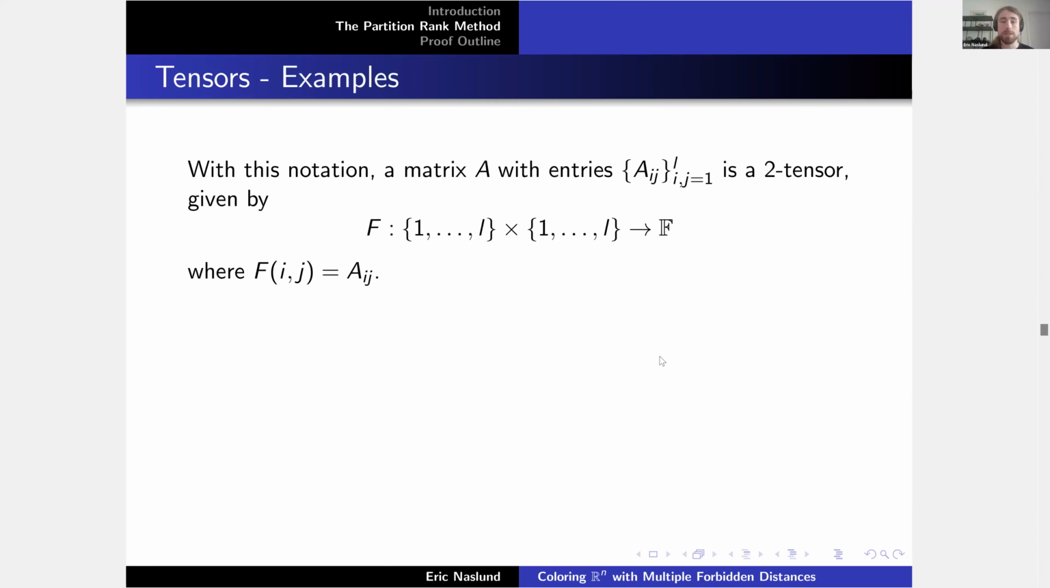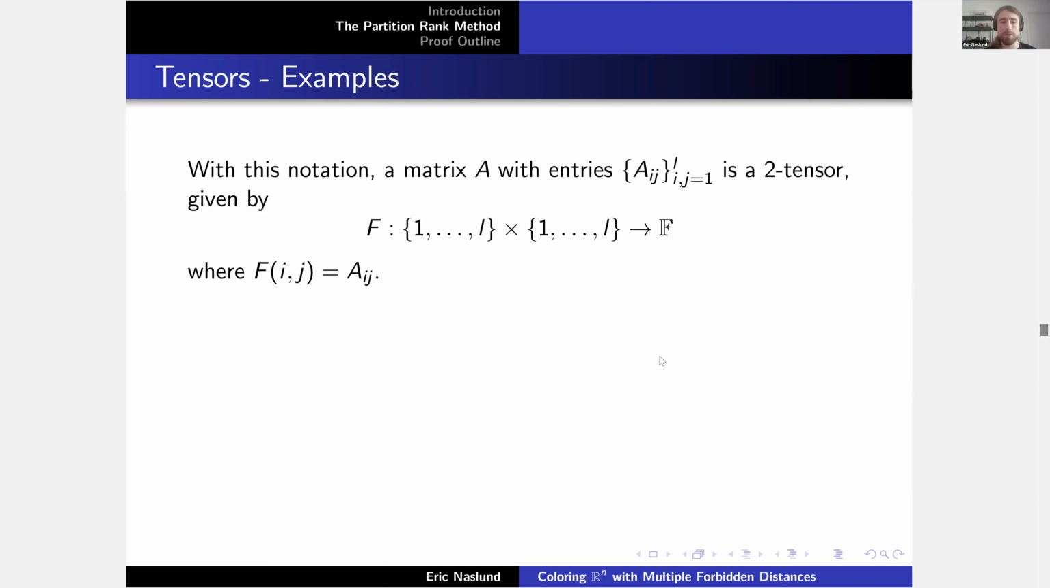So just some basic examples. Just to repeat what I said, with this notation, a matrix with entries a_ij is a 2-tensor. The way I'm writing it is that we have a function f from index sets, f from 1 to L cross 1 to L, going to our field. The ijth entry, or f applied to ij, is just a_ij. So the function f, you can think of it as just the a_ij.